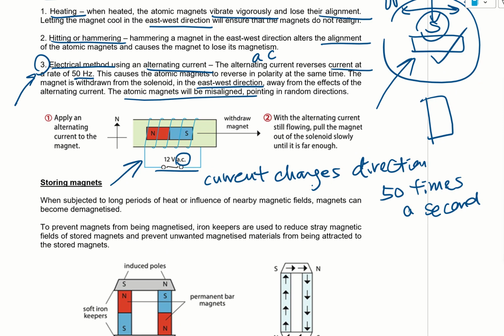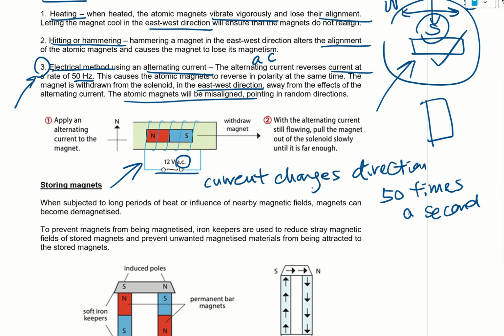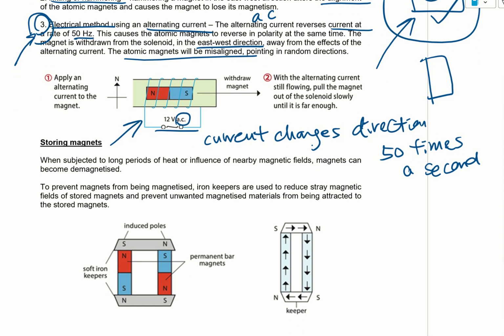Or sometimes in O level they will specify by using the electrical method. Okay, describe how you would demagnetize a magnet. So they will force you to learn this. Okay, so it's good to learn this.